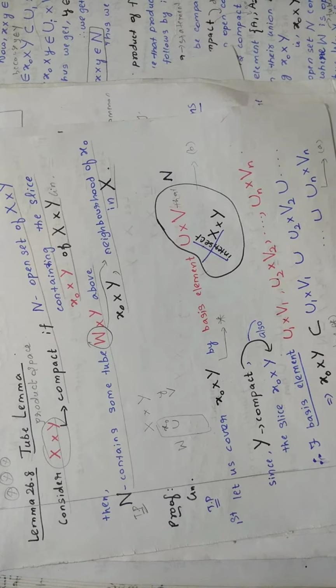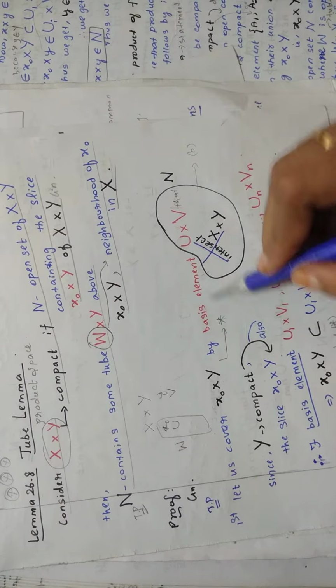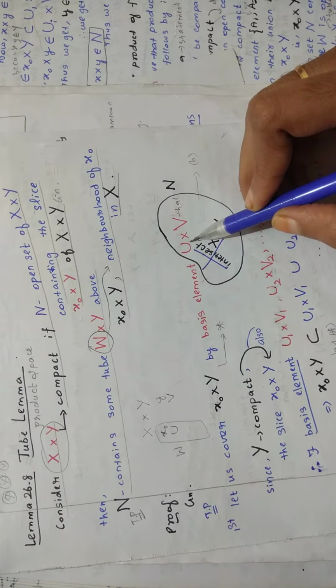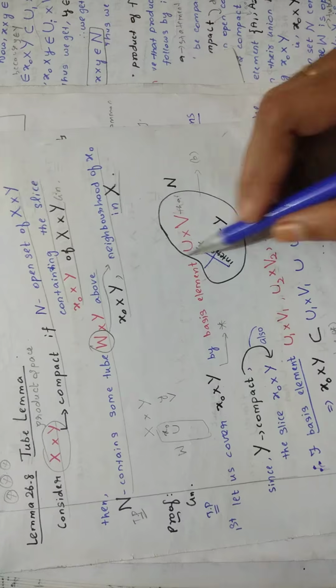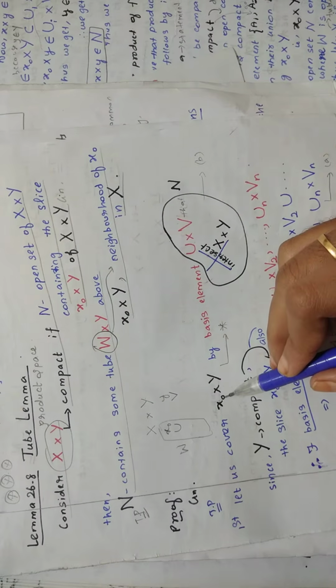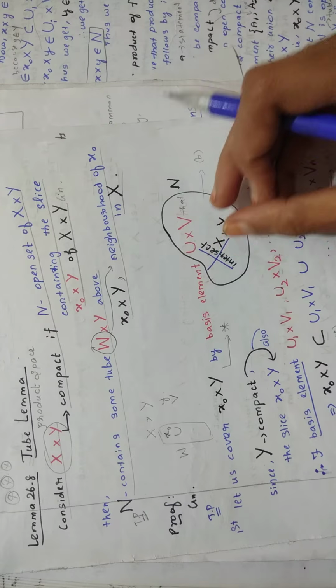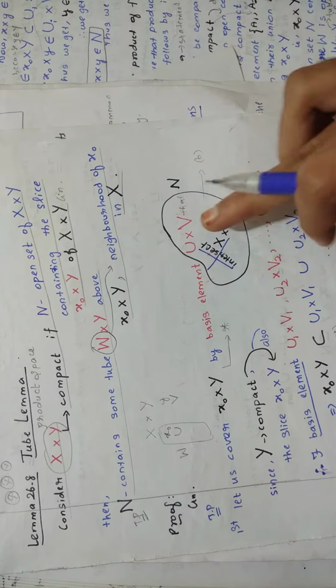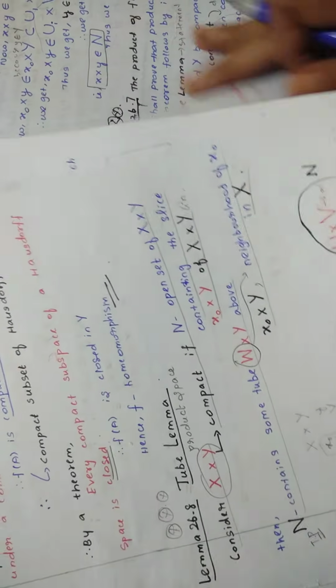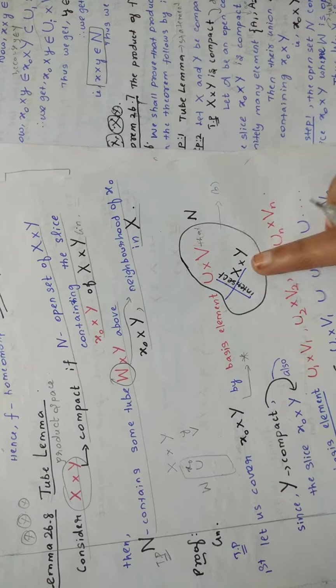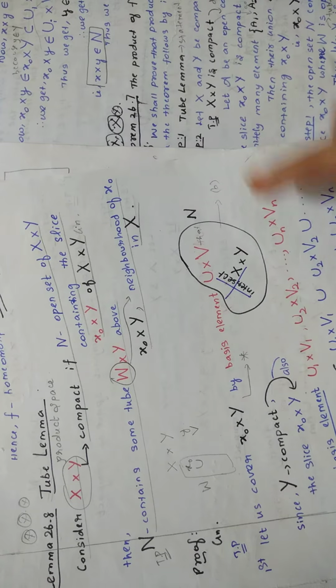Using what are you going to cover it? You are going to cover it with the basis element. What is the basis element? Here U cross V is the basis element. Using this basis element, you are going to cover this slice. Okay, so you will cover that using this basis element U cross V that intersects X cross Y. That is what you will write.